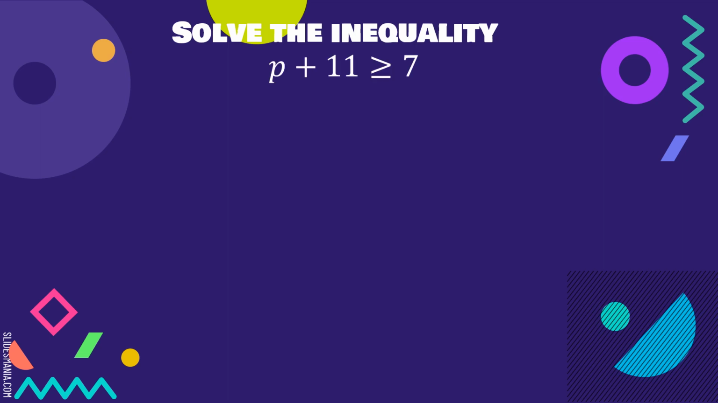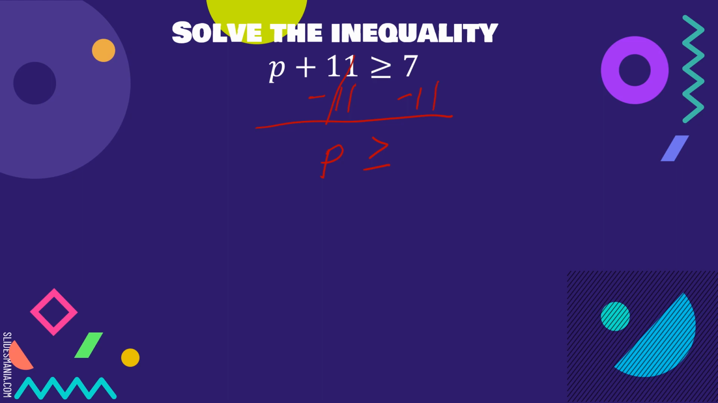This is our problem number 4. P plus 11 is greater than or equal to 7. So again, we also have here greater than or equal to. And the first thing to do is to remove the constant beside the variable. So this +11 can be removed if we subtract 11 on both sides. So +11 minus 11 will become 0. So what's left here will be P, greater than or equal to.